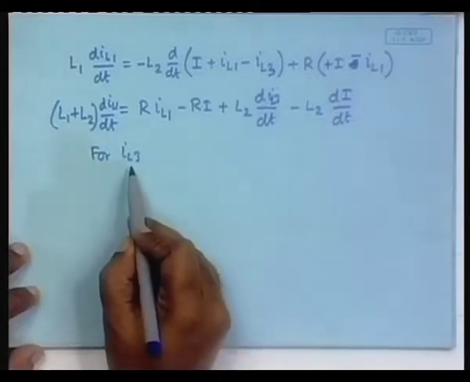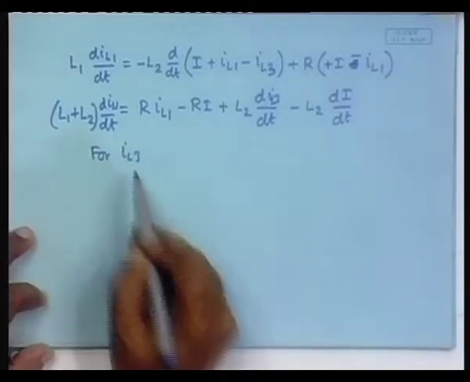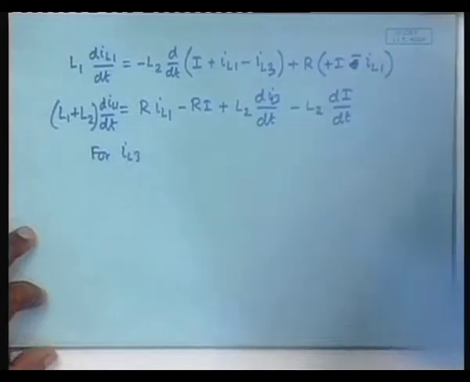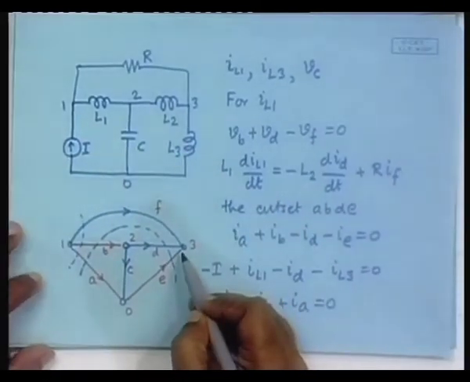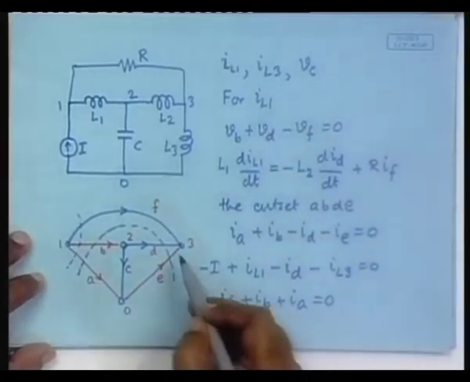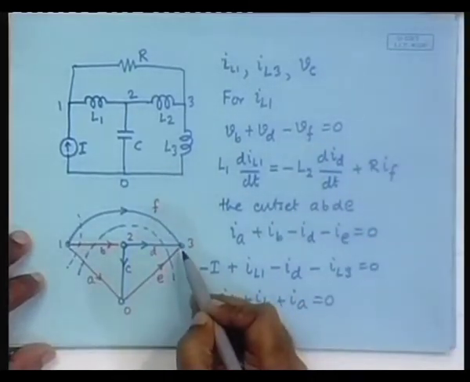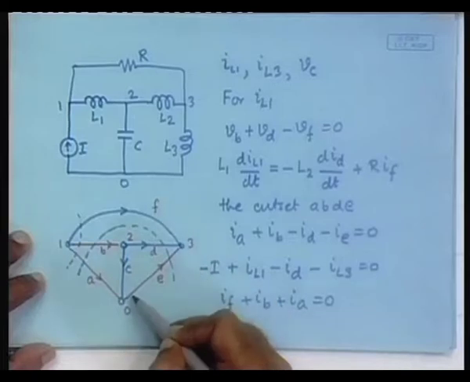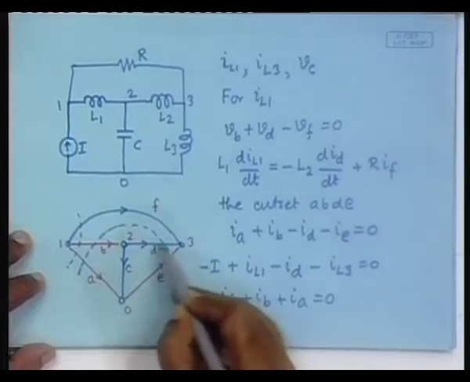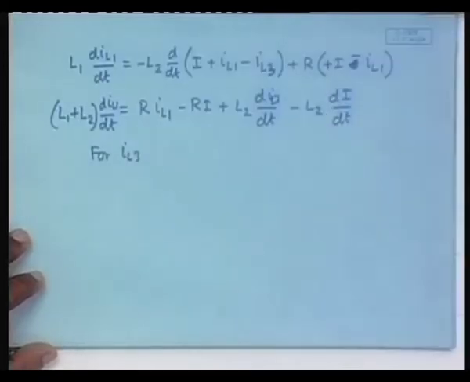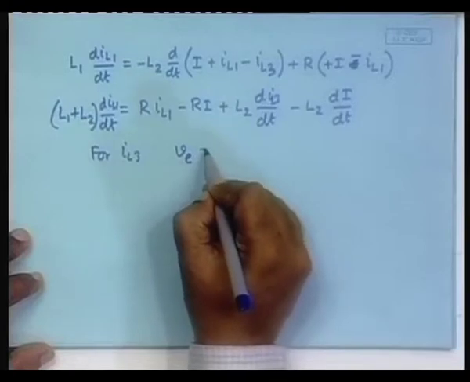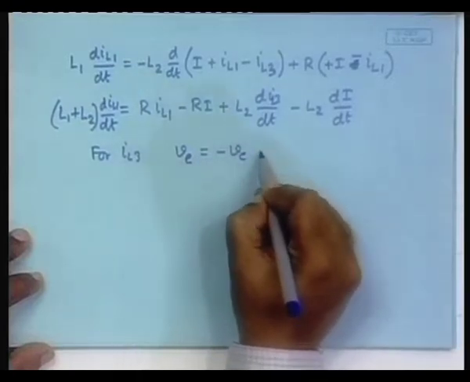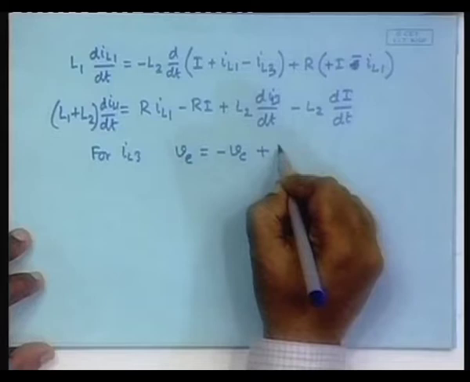So for IL3, what do we have? We need to identify a loop that contains this one. Where is that loop? This loop. So we will write VE is equal to minus VC plus VD.